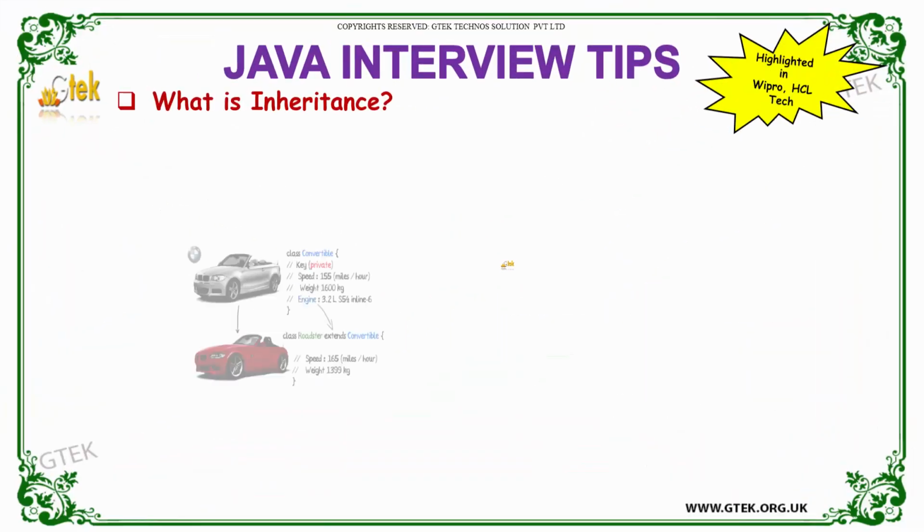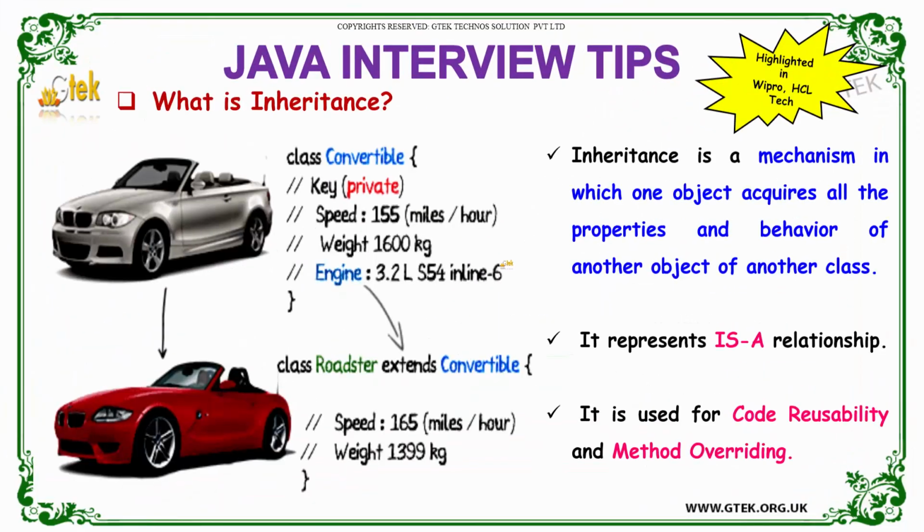Let us see our next question. It is, what is inheritance? The answer is, inheritance is a mechanism in which one object acquires all the properties and behavior of another object of another class.